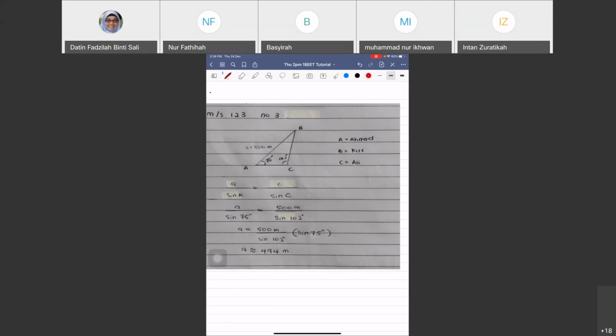All right, so Ahmad is flying a kite out on 500 meters of string, which makes an angle of 75 degrees with the ground, while his friend Ali notes that the angle formed by the kite and Ahmad from his position is 102 degrees. How far is the kite from Ali?